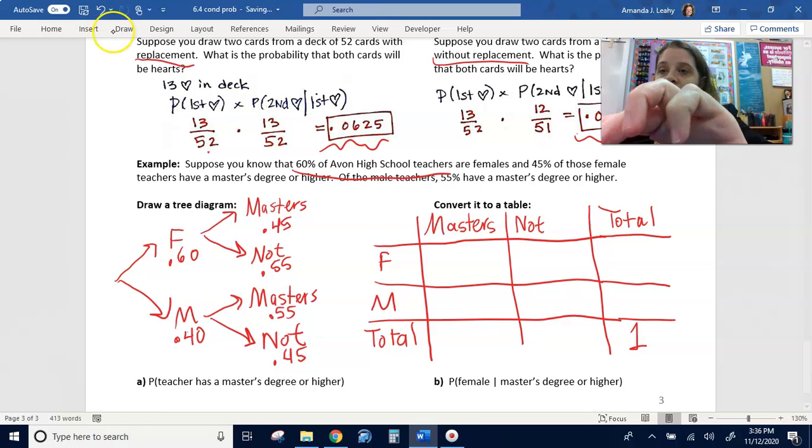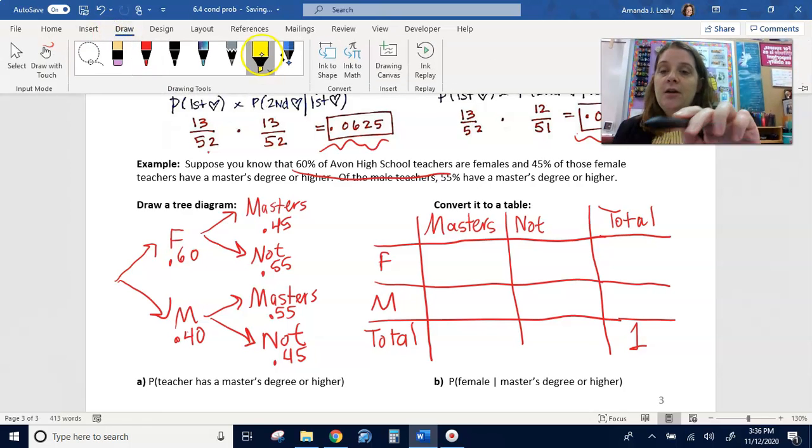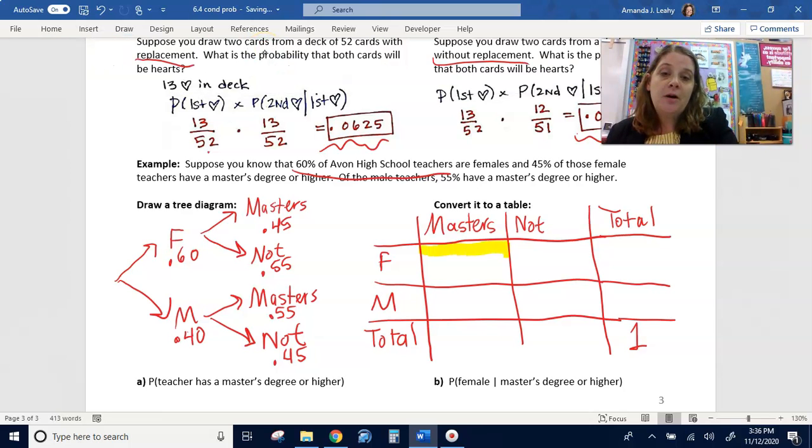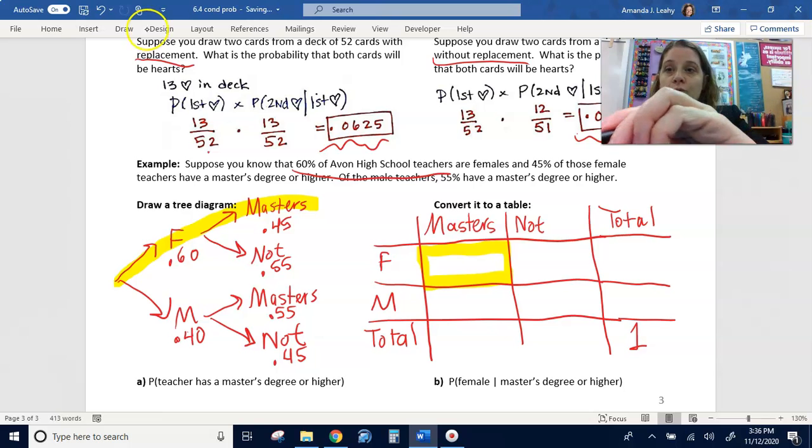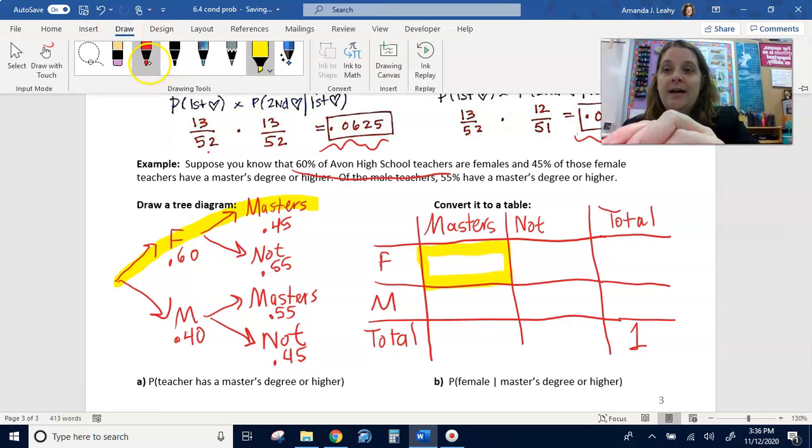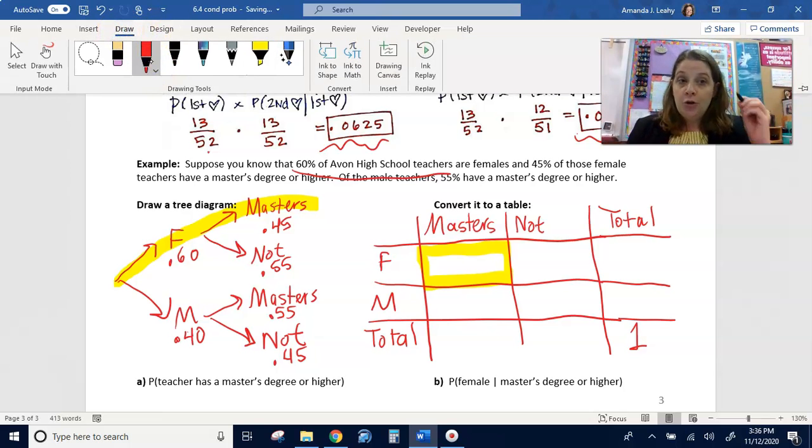Okay, so what we're going to do then is find the number that goes in this first box. This is where females and masters would cross. That's the intersection. To find that, I'm going to multiply down the branch of the tree. And you're going to want to actually write that multiplication down somewhere. You want to show that product because that's going to show as work.